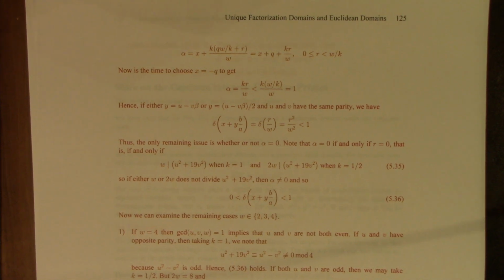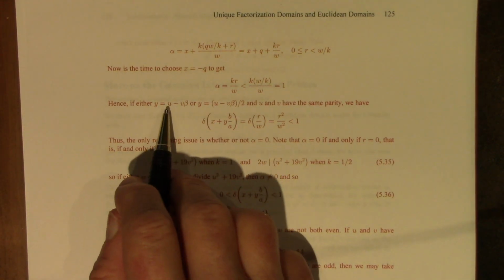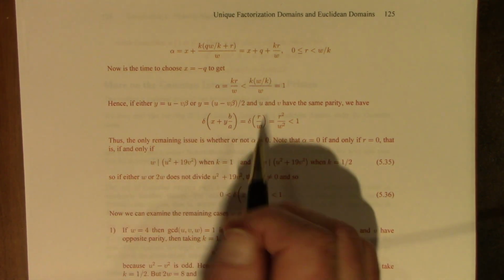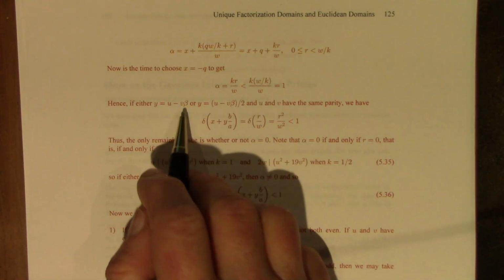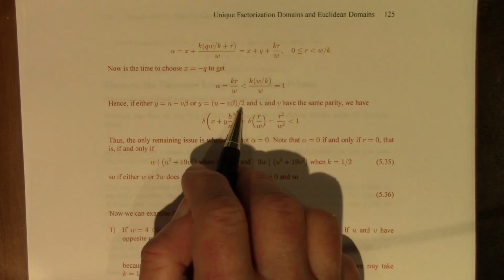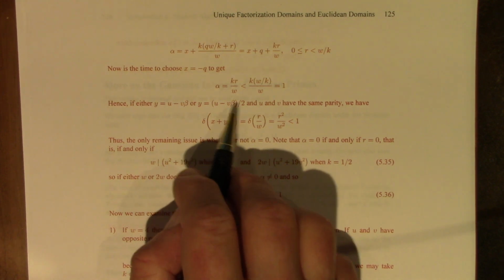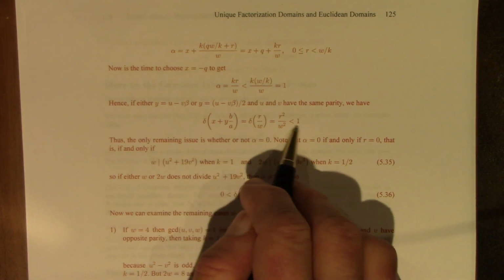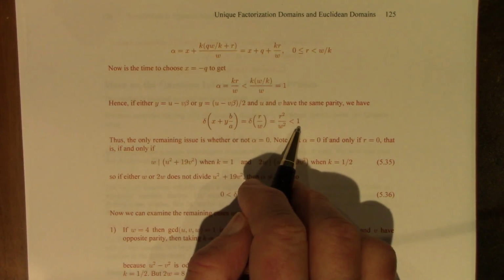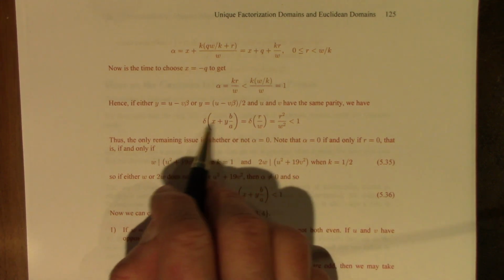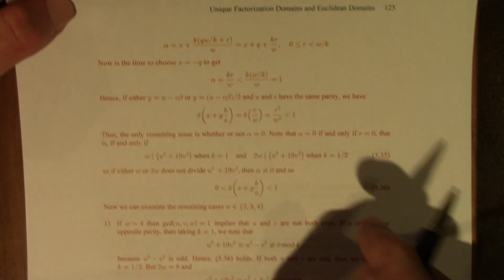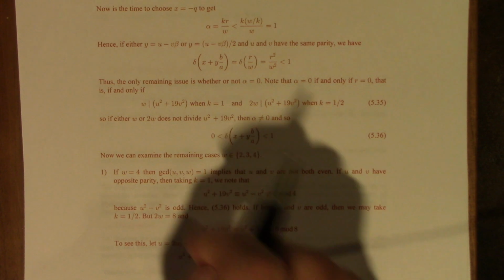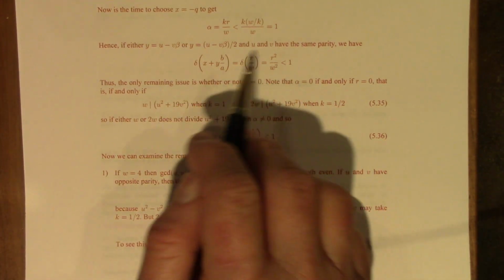So, if we choose either k equals 1, or for y, we're allowed to choose y, we choose y to be this value, k is 1/2, as long as u and v have the same parity, we have our inequality, the one we want. We already know this is non-zero, and so we still need to check that this is non-zero.